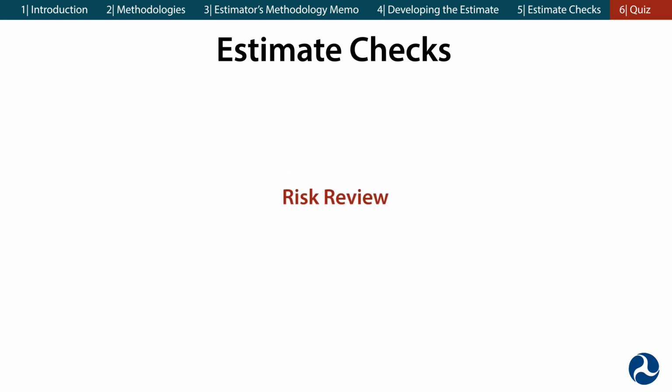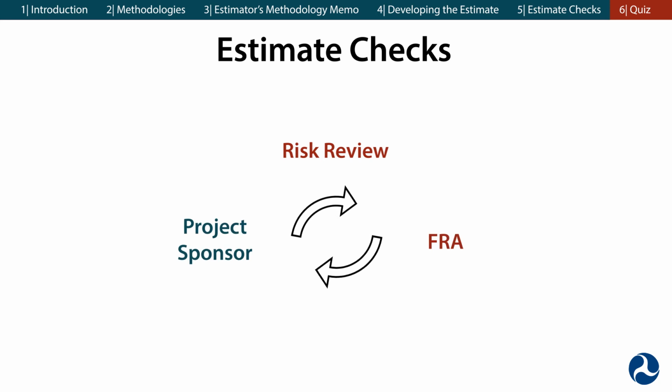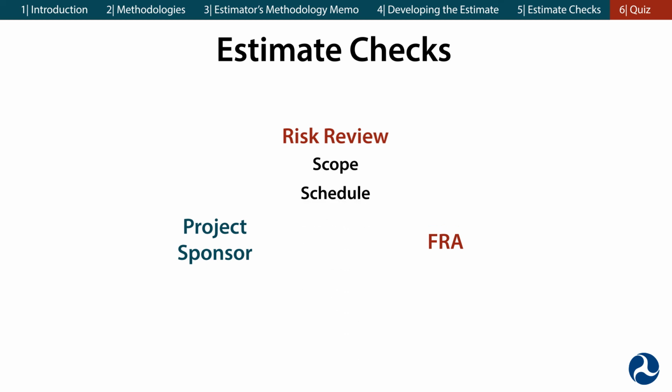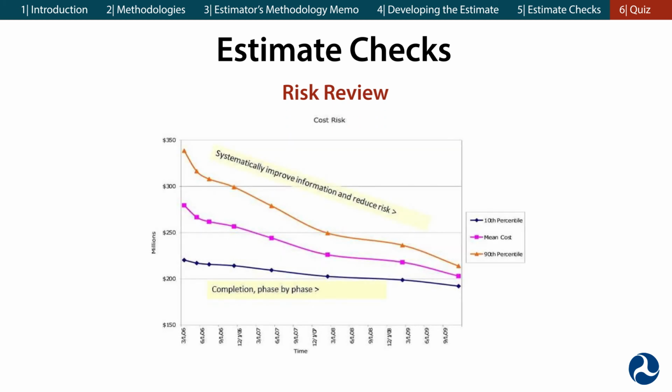Although a risk review can be performed at any point in project development, it is typically done before the completion of preliminary engineering. The risk review includes a series of organized exchanges and discussions between the project sponsor and FRA. In these discussions, the group evaluates the project scope, schedule, and cost estimates, identifies and quantifies risks, and decides how to manage these risks. During the risk review process, FRA's oversight contractors forecast the total project cost as an upper bound, an average, and a lower bound through each phase of project development.